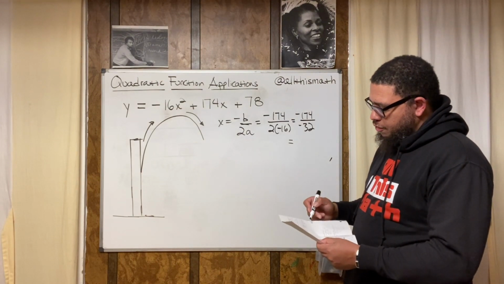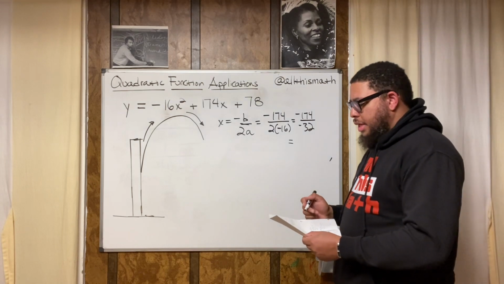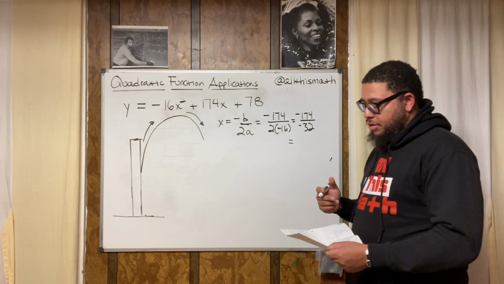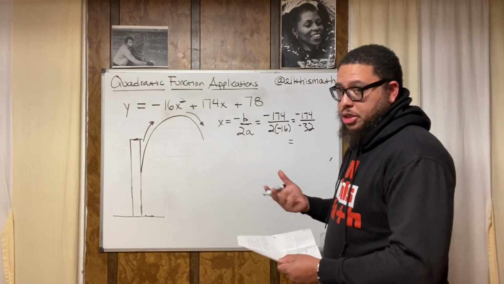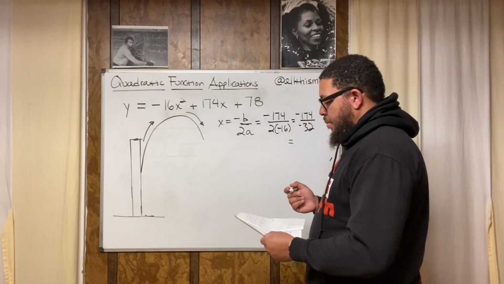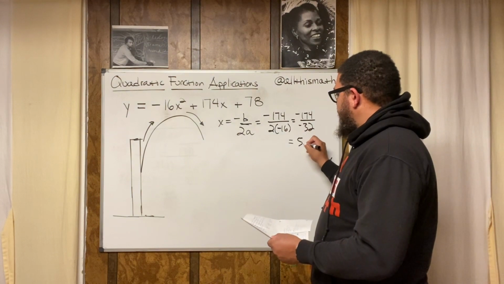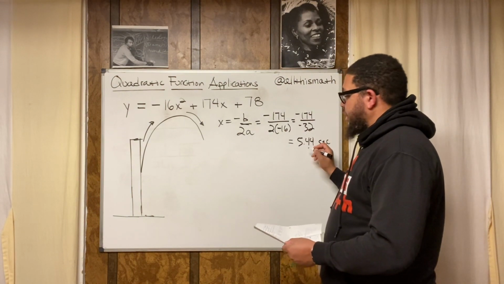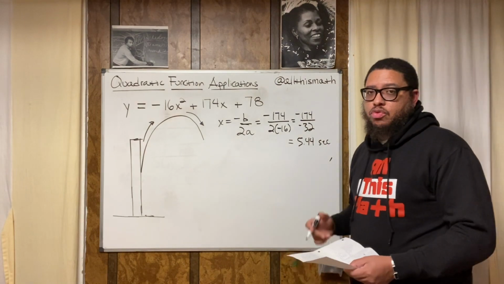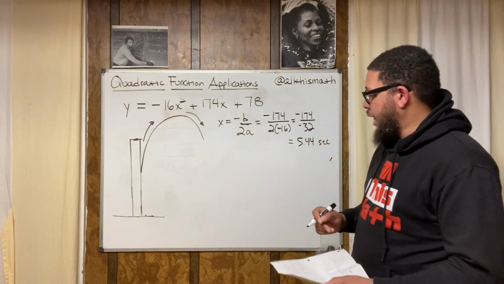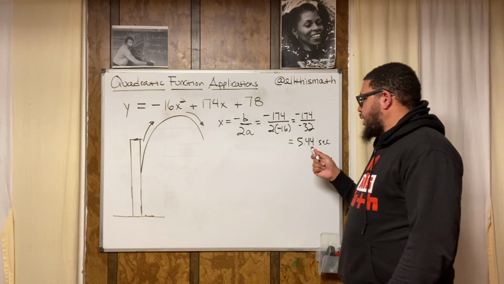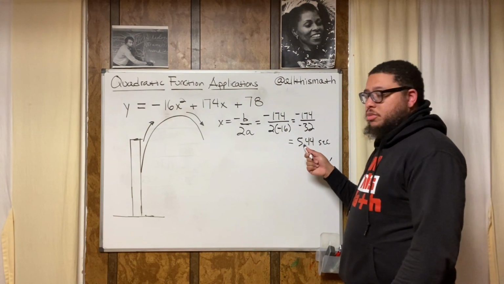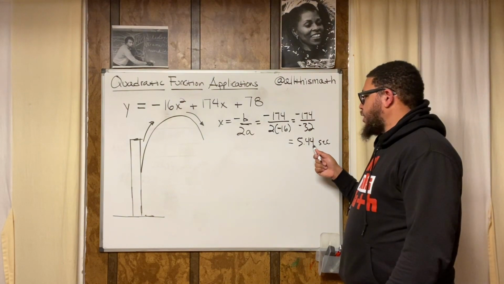So negative 174 divided by negative 32 is positive, because a negative divided by a negative is a positive, and time should be positive. That's 5.44 seconds. Now, why did I round it to 5.44 seconds? Because the instructions say to round to the nearest hundredth of a second. This is the ones place, then there's your decimal point, this is the tenths place, and this is the hundredths place.